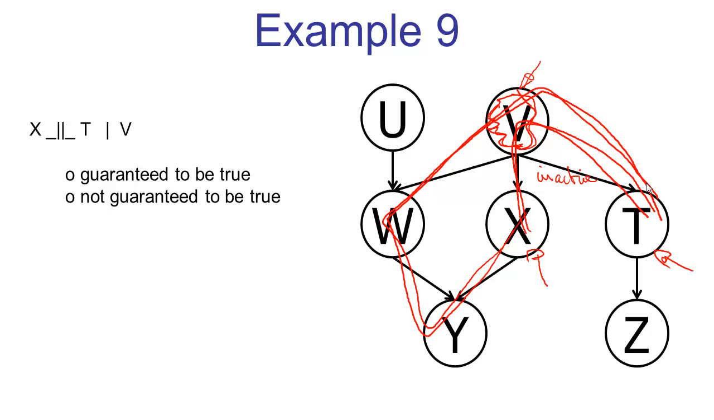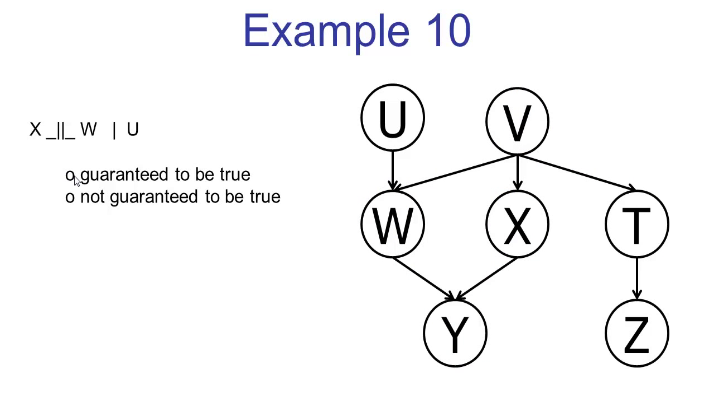Along the second path, we see that we have a V structure here, X, Y, W. This V structure has the middle node unobserved, no observed descendants. This V structure is inactive, which means the entire path is inactive. Both paths connecting X and T are inactive. That means we're guaranteed that X and T are conditionally independent given V.